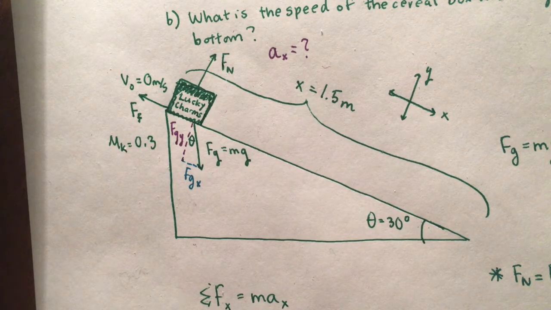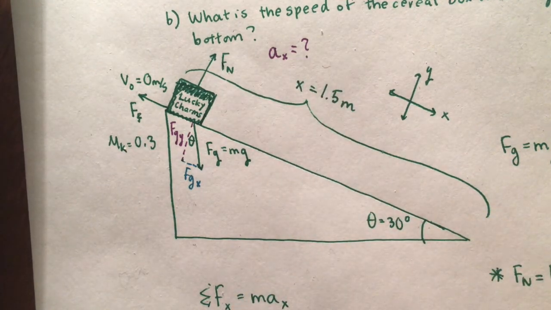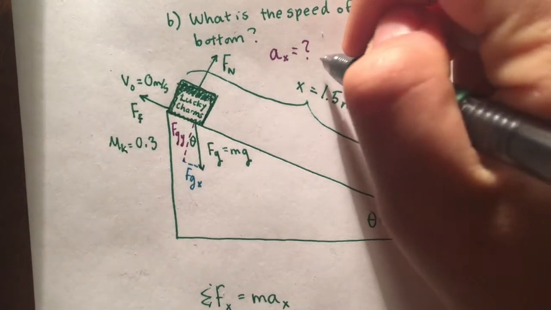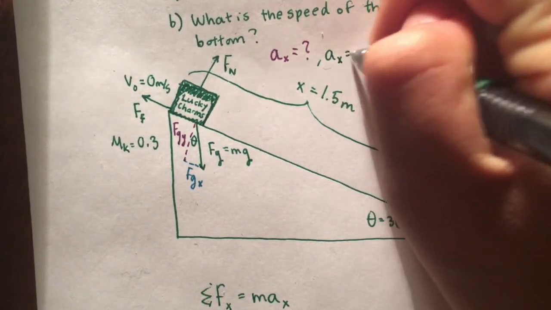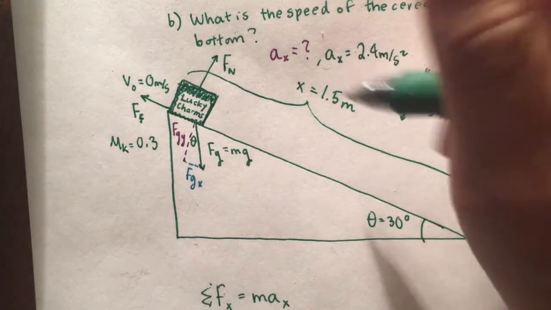In terms of labeling our knowns, we have everything labeled except we have one more known to add, and that is the acceleration that we found in part A of the problem. So now our acceleration is not a question mark. Our acceleration, as we found earlier, is actually equal to 2.4 meters per second squared. And so we can actually use that now.